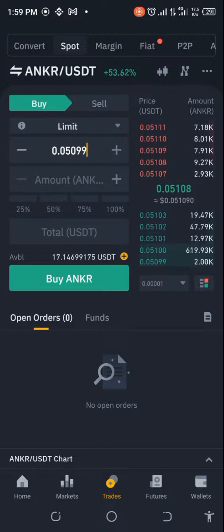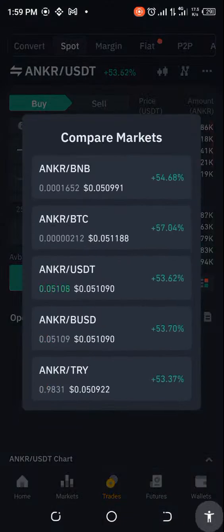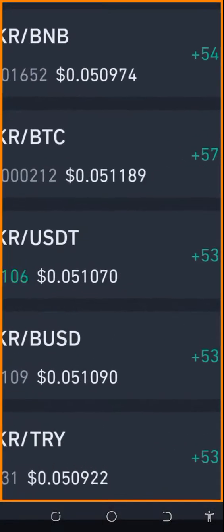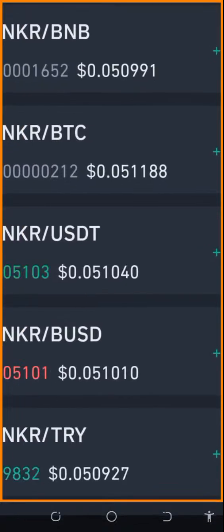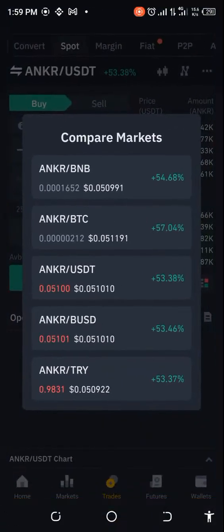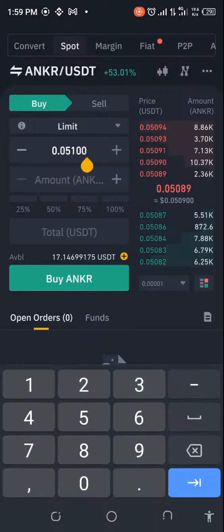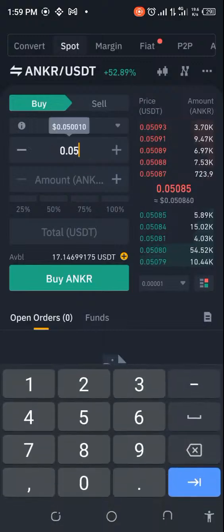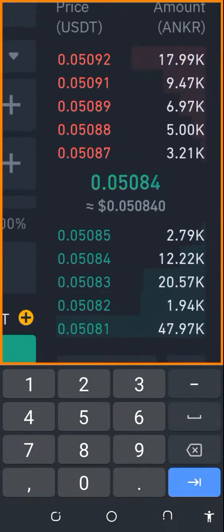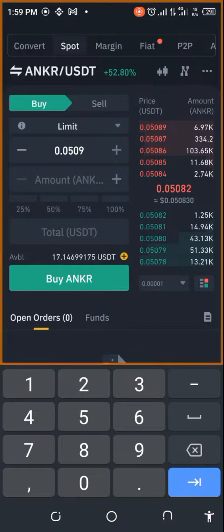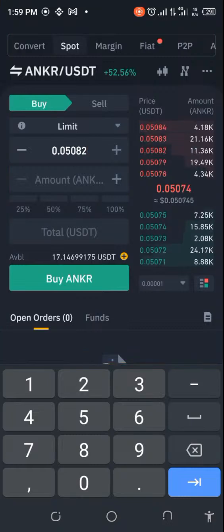Okay, so let me go back and check that and see that everything works well. I can see that it's 0.0510, 0.0511. Okay, let's make it get back to 0.0509. It will definitely get back there in a bit, or I can actually make it get back there. So let me change this to fit what I want. 0.0509. What's the current market price? It's 0.0508. It's already back to that.